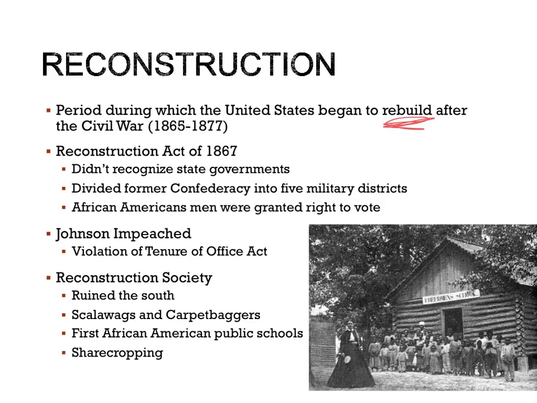Also, during the Reconstruction Society, though, you do start to see the first African American public schools, which you see right here in this lower picture.